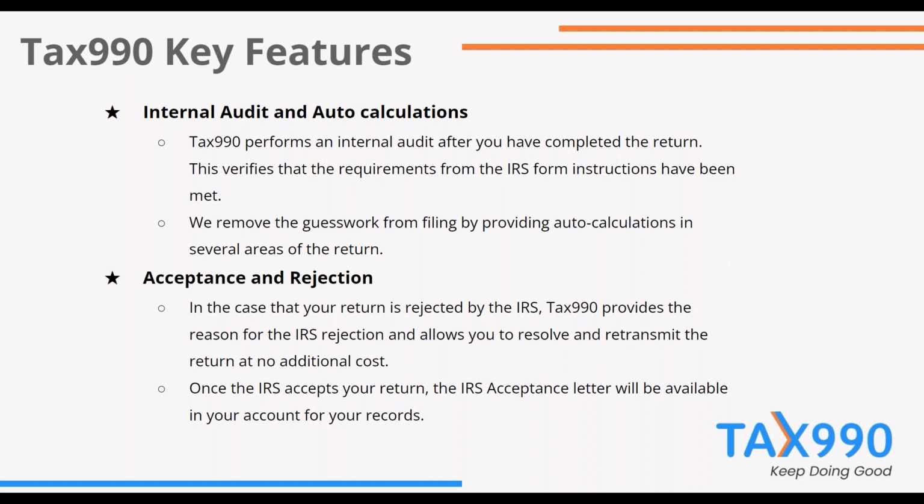It's also important to know if your return was accepted. So once the IRS provides a status update, you'll receive an email with an acceptance notice. The IRS acceptance letter will be available in your account for your records.